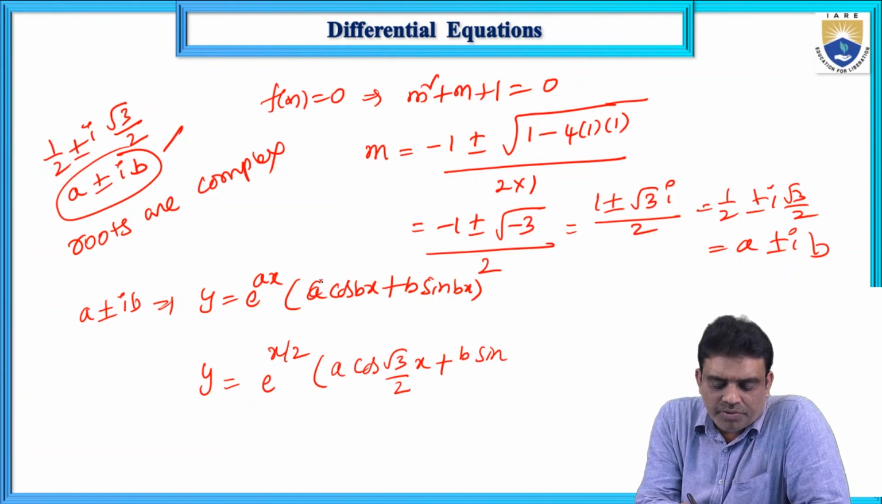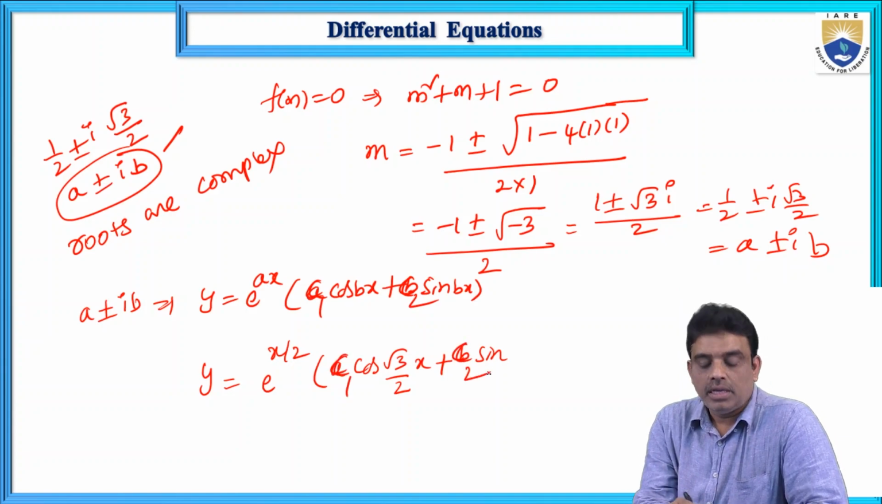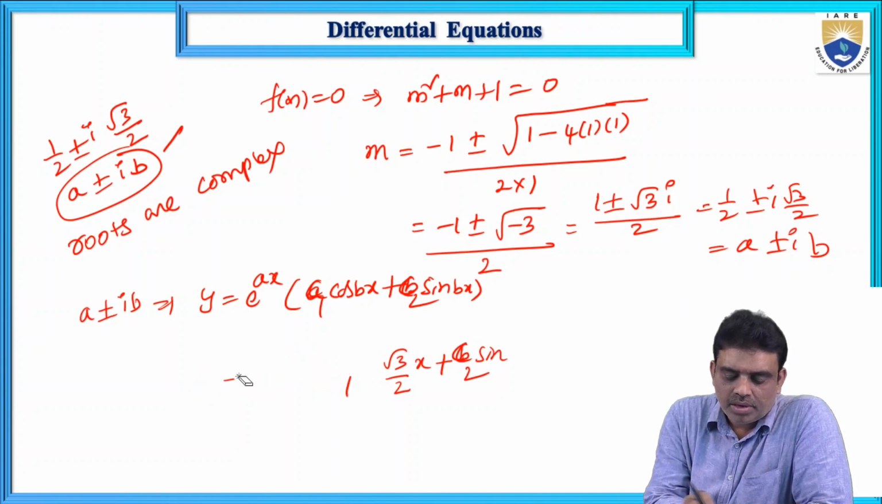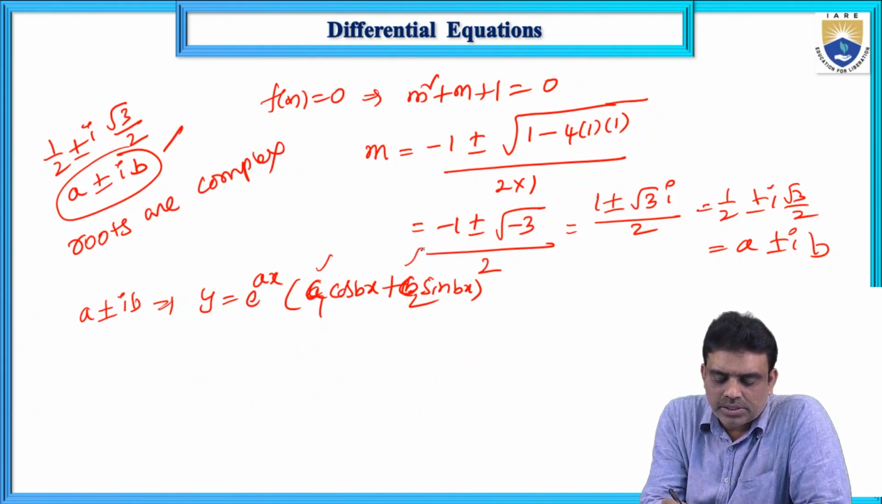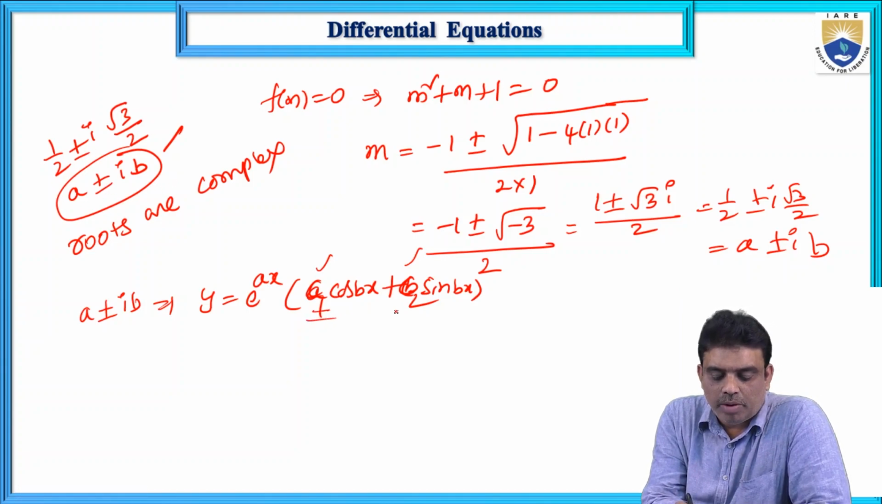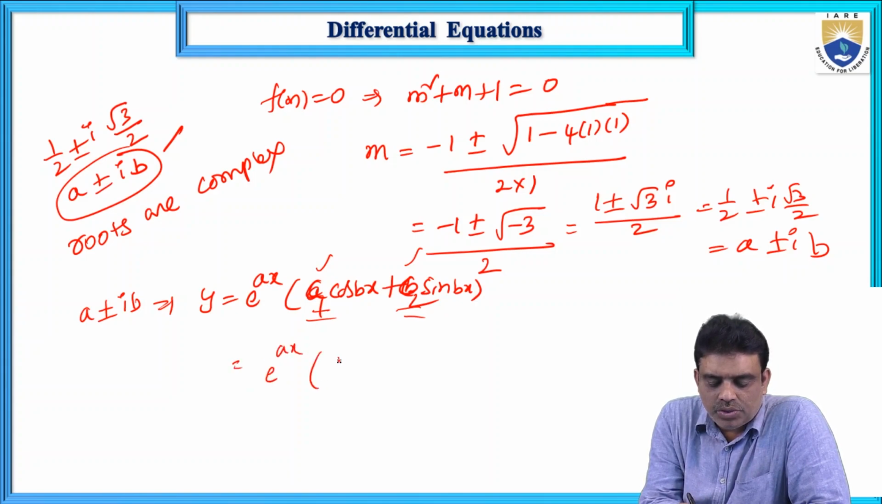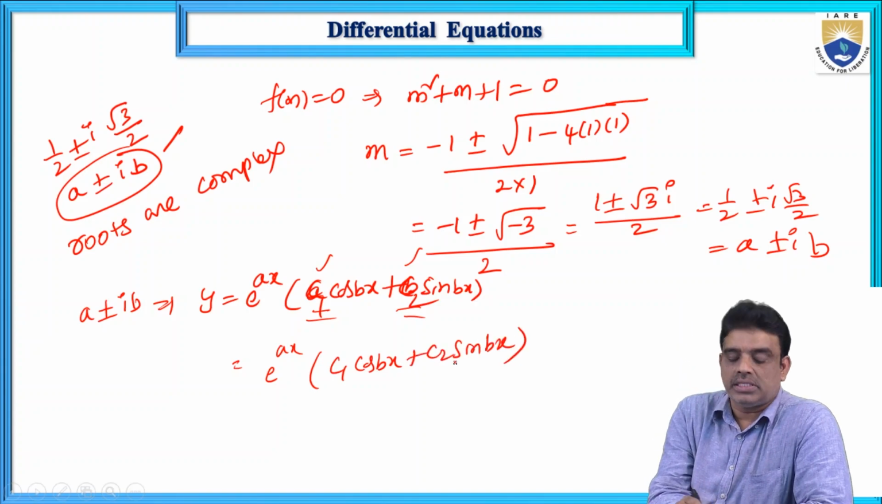If you have any doubt, you can put C1, C2 also. So I can write the solution. These two are constants. Don't confuse them with A and B. A and B are different constants. These two are arbitrary constants. Y is equal to e power ax into C1 cos bx plus C2 sin bx. Don't confuse the constants.